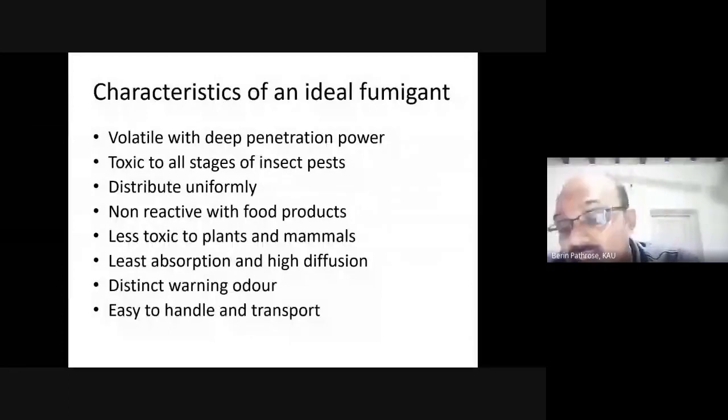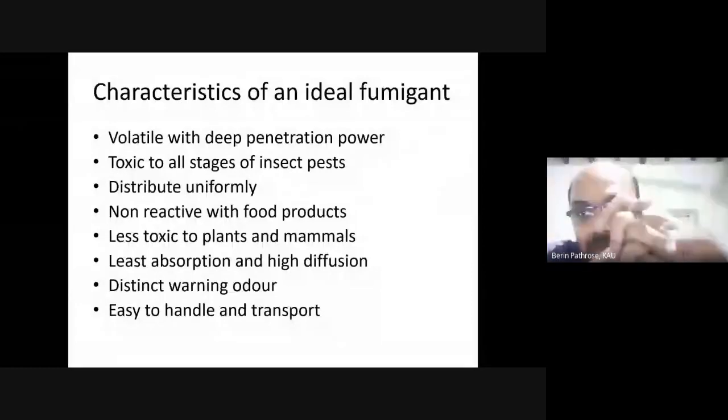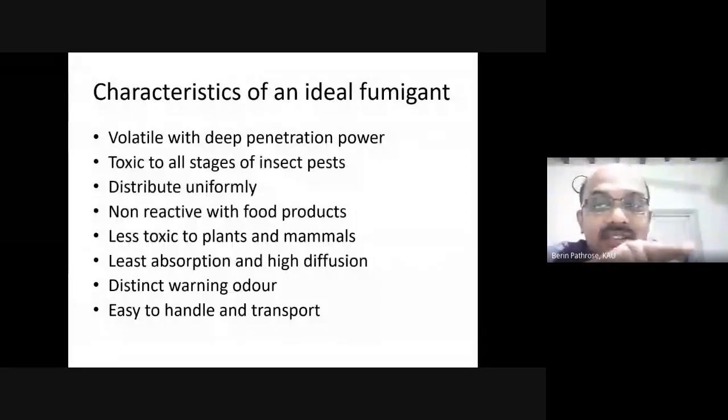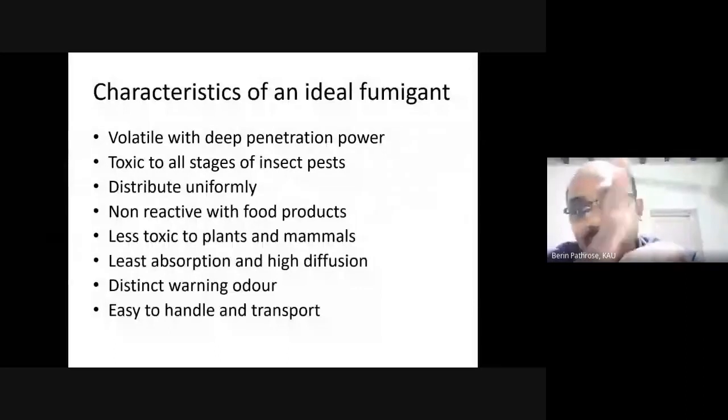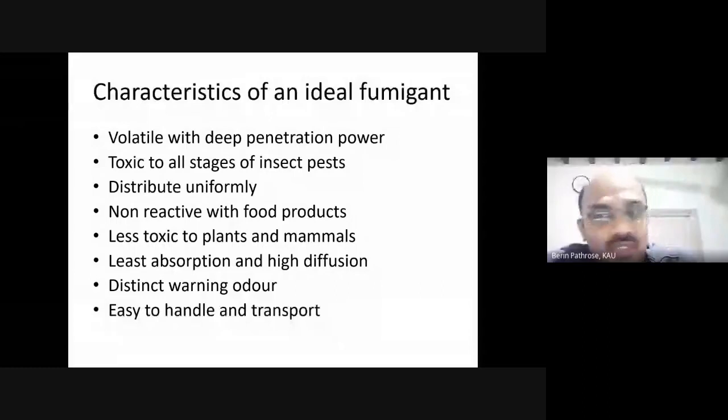Least absorption and high diffusion. That means for the fumigant which is released into a grain, the grain should not absorb that fumigant. If the grain absorbs that fumigant, the residue of the fumigant will remain in that grain during consumption. So an ideal fumigant should not get absorbed onto the fumigated commodity. If it gets absorbed, then the residue problem will arise. So least absorption and high diffusion.